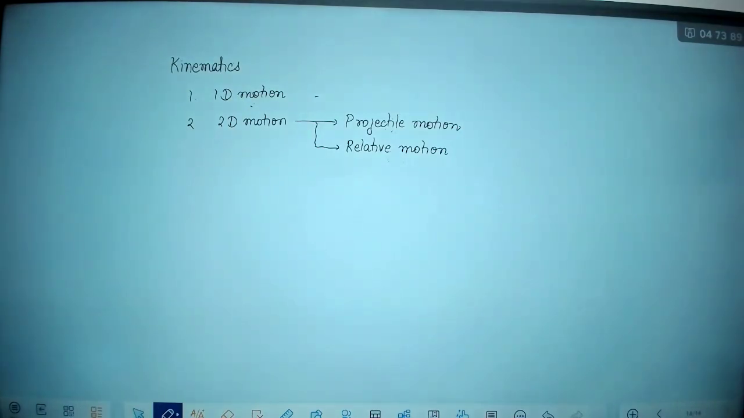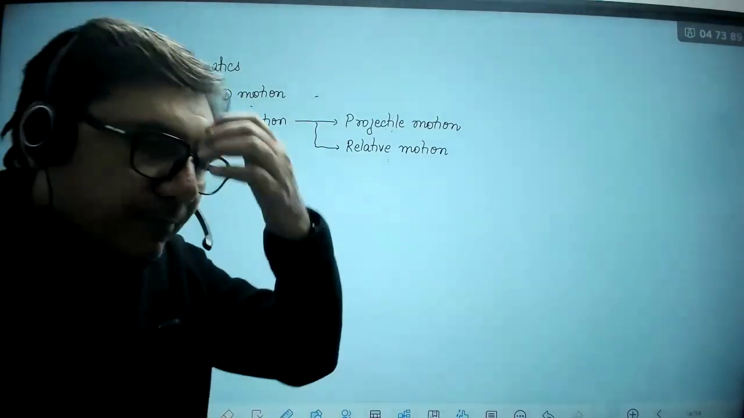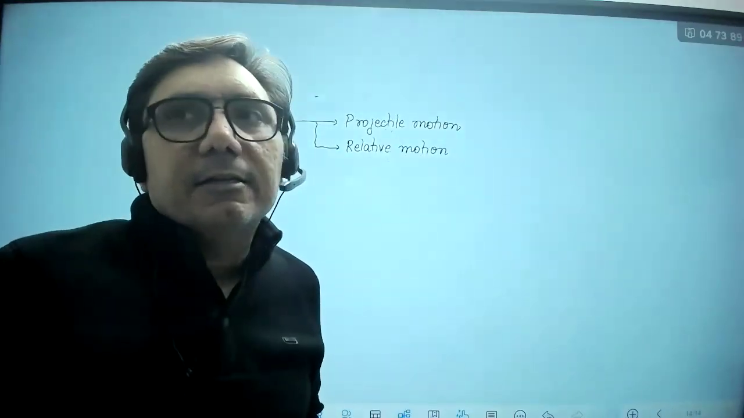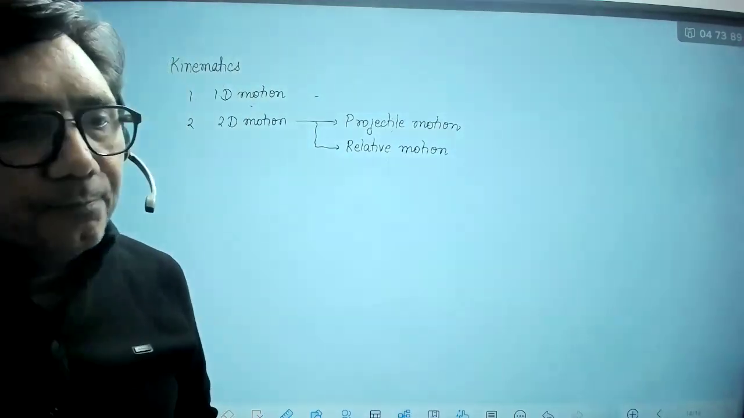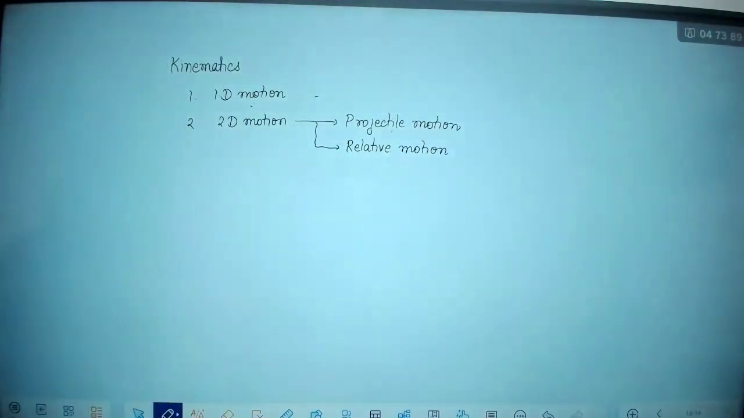Sir, yes beta, please. Are retardation और deceleration words same? हाँ, they are same, होते हैं same. Retardation as well as deceleration, they are same. Okay, beta.